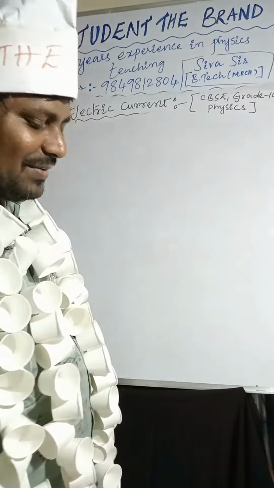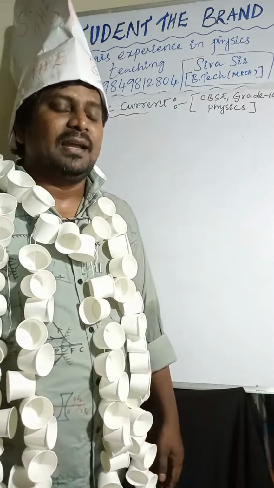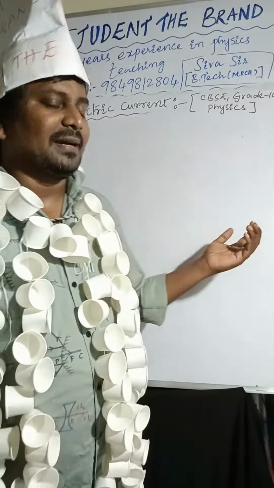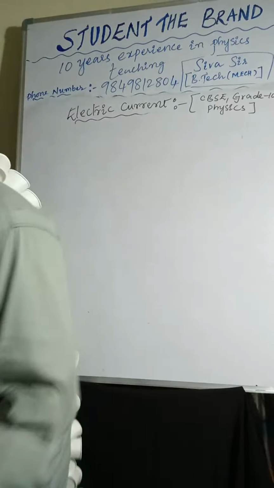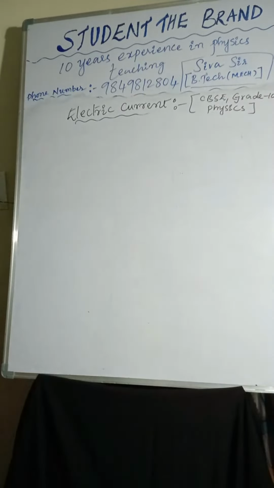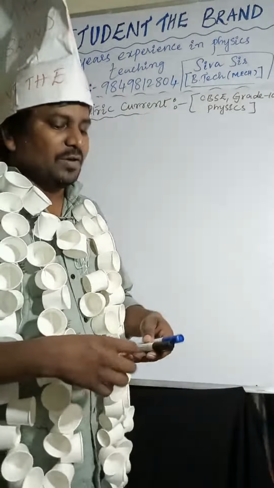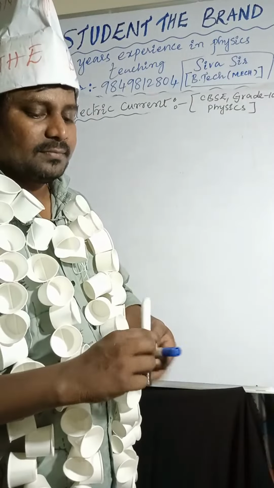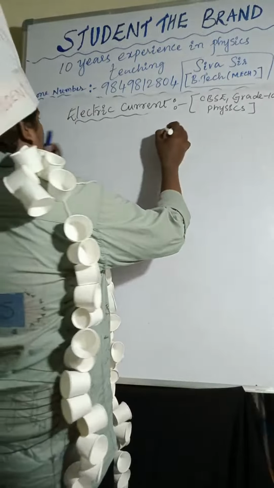Now we'll discuss potential difference. Electric current, I equal to Q by T, is already completed. Now we are going to discuss potential difference. Potential difference is nothing but the work done to bring a unit positive charge from one point to another point.